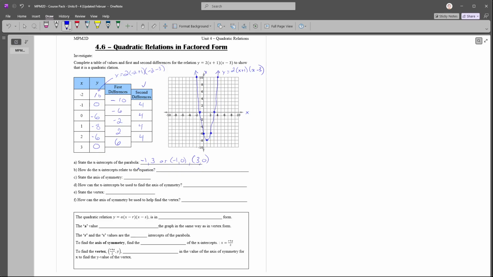How do the x-intercepts relate back to the equation? So we have -1 and 3. Let's go back up here. So here's the original relation. Do -1 and 3 look like they relate? Yeah, kind of. If you look at that, there's the 1 and there's a -3. So they're pretty much the same, except the values have the opposite sign. Okay, so how do they relate? Well, it's the opposite values that are inside the brackets.